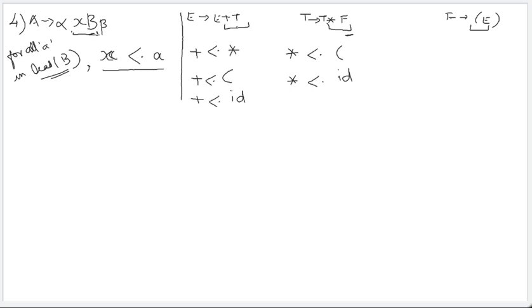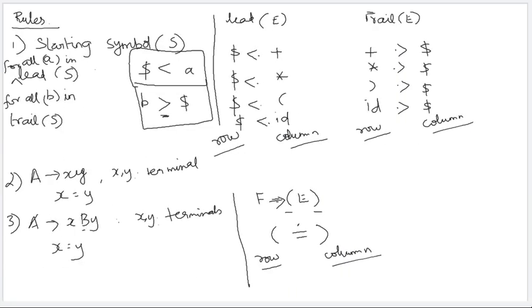Similarly, now we have to find the lead of capital E. The lead of capital E is plus, star, open bracket and ID, and the terminal over here is open bracket. So open bracket has lesser precedence over star, over open bracket, and over ID. Okay. Now we can fill up these details in the table.